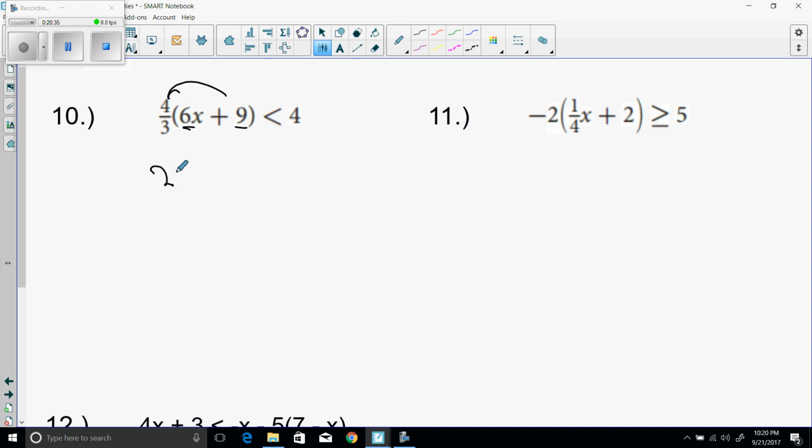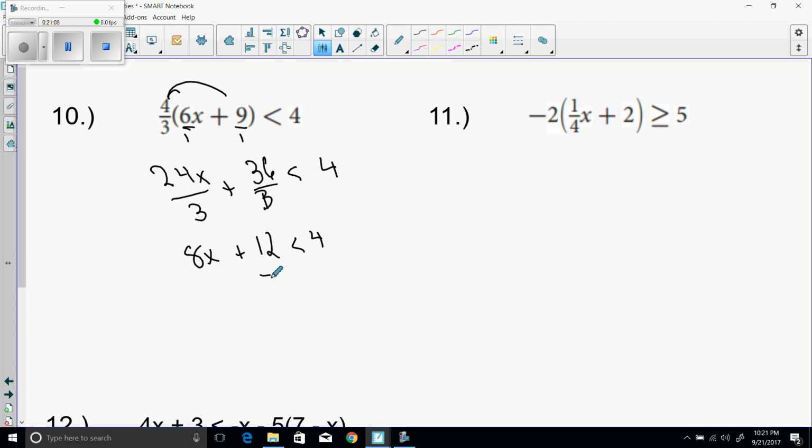6 times 4 is 24. X over 3 times the 1 is just 3. Plus 4 times 9 is 36. And then 3 times the 1 is just 3. I'm sorry, not 1. That is a 3. My bad. All right. So now that is going to be less than 4. Well, I can do a whole lot of simplifying. 24 divided by 3 is 8, so I really got 8x plus 36 divided by 3 is 12. That's going to be less than 4.